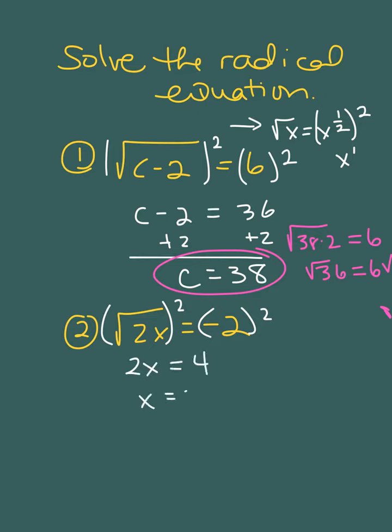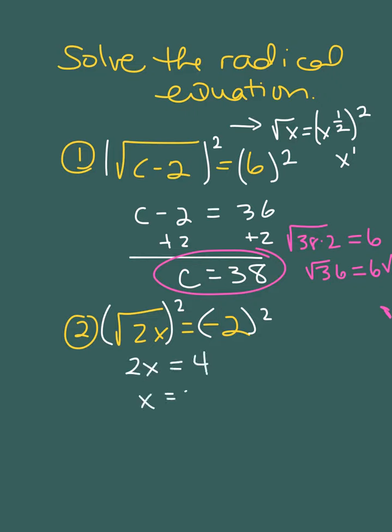Now I want to check this, and you're going to see we're going to have a problem on this one, which we're going to talk about. So the square root of 2 times 2 is equal to negative 2. So underneath my radical sign I have 4. So I'm saying the square root of 4 is equal to negative 2. That's not true. Let's go back to the original.